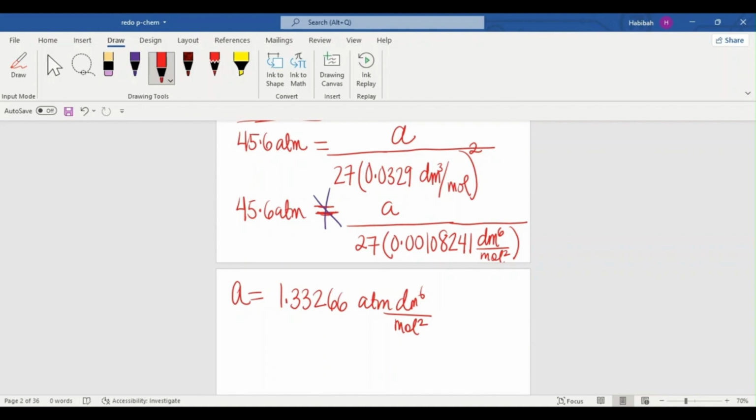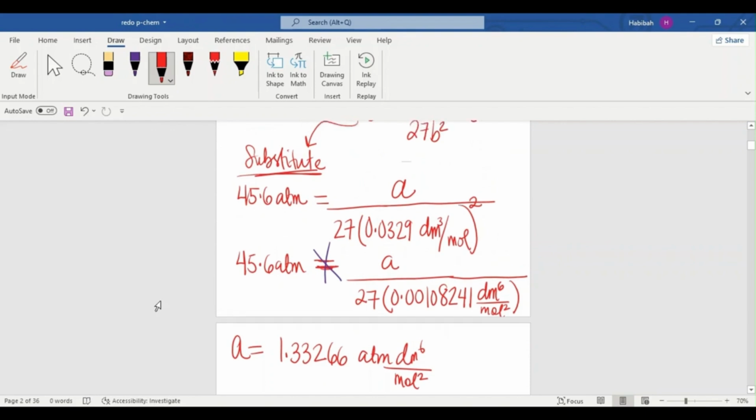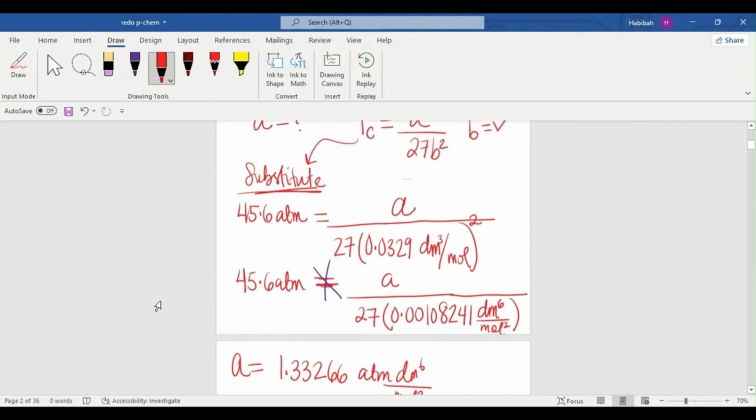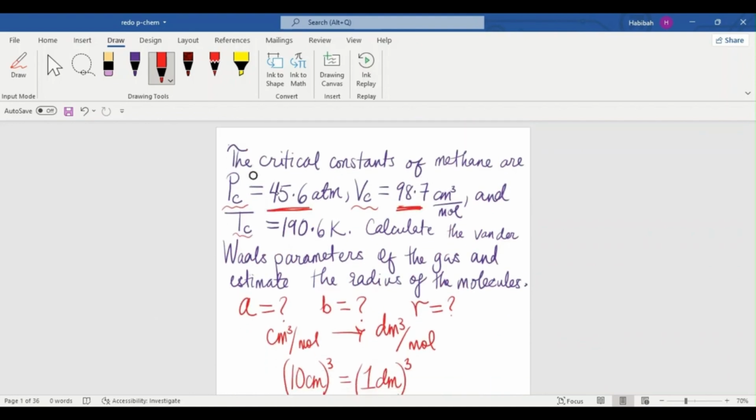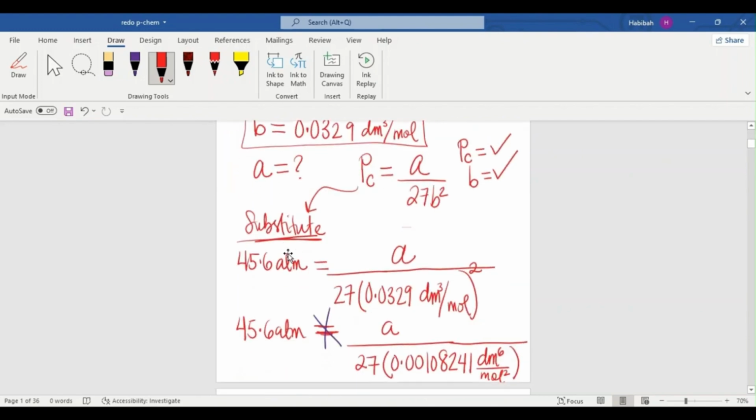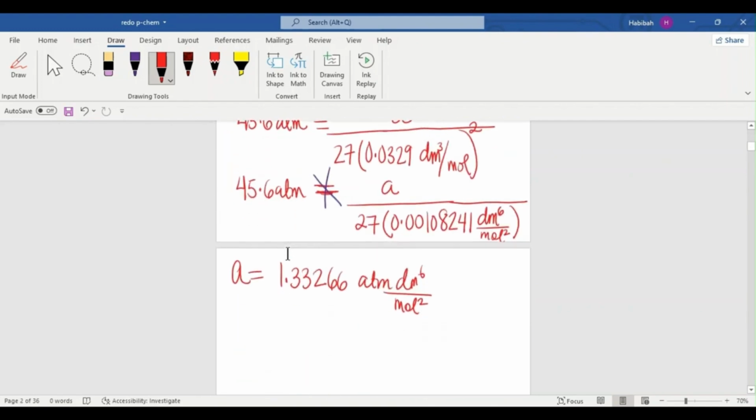But our work is still not done. The reason is that in chemistry, anytime you're given a chemistry question, you have to put your final answer in the lowest number of significant figures for the values in the question you were given. So you have to go back to the question. We see that PC is given in 3 significant figures, VC is in 3 significant figures, and TC is in 4 significant figures. So we have to put our answer in the lowest number of significant figures that we're given.